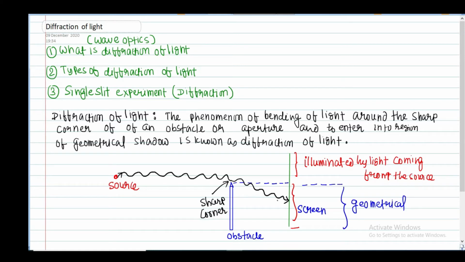And if this light wave can enter into the region of geometrical shadow, then this geometrical shadow will also be illuminated by this source of light. So this phenomenon of the light is known as diffraction of light.